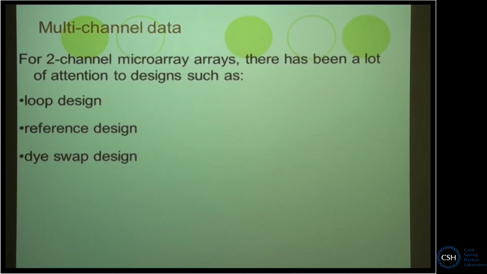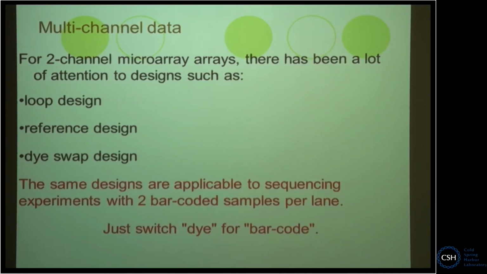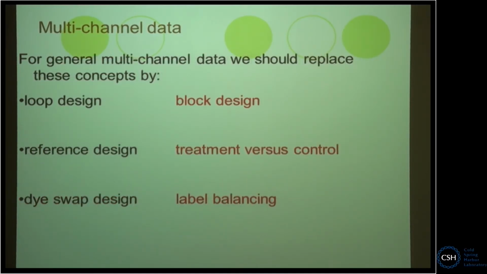For two-channel microarrays, there's been a lot of attention to design, such as loop design, reference design, and dye swap design. Years ago, I used to go through all this, but most of us are doing sequencing now. The exact same designs are applicable if you're only going to put two barcoded samples per lane. But we usually do more than that. So for general sequencing data, multi-channel data, loop design is replaced by, actually it should say, incomplete block design. A reference design is the treatment versus control, and dye swap is label balancing.